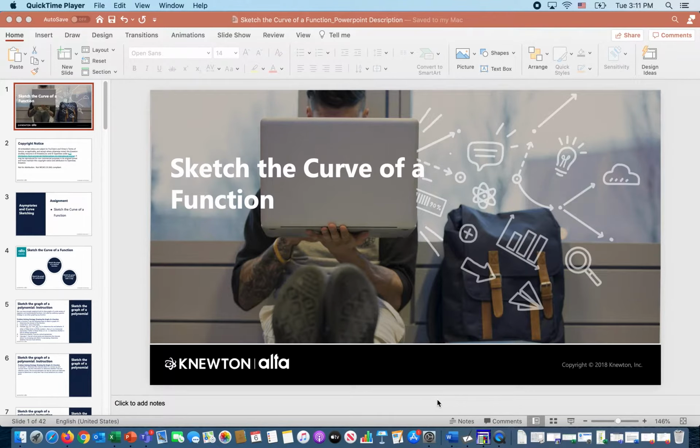Welcome to this video on how to sketch the curve of a function. This is a rather long PowerPoint. I'm not going to go through every slide that we have here. I did want to do just two types of problems for you though, as those are going to be problems that you see in Newton later on.